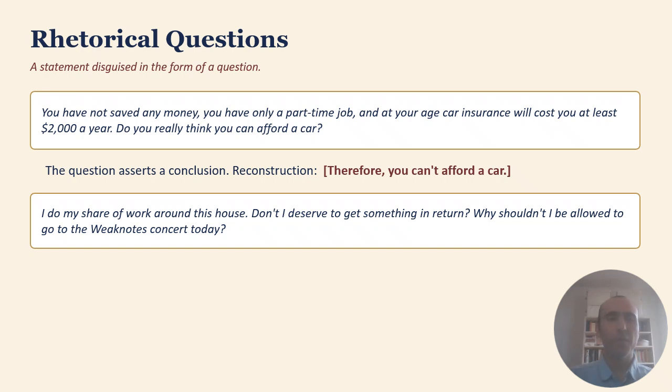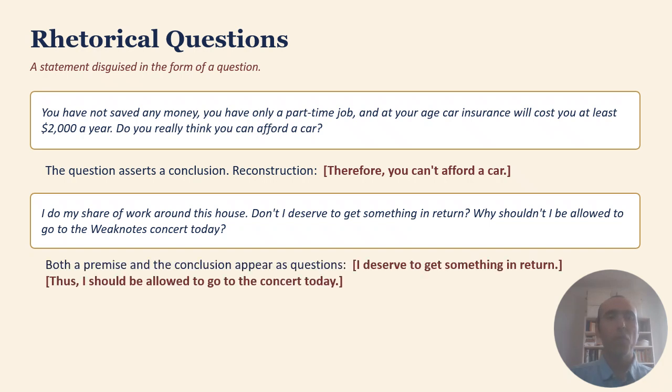There's another example. I do my share of work around this house. Don't I deserve to get something in return? Why shouldn't I be allowed to go to a Weak Notes concert today? Both a premise and the conclusion appear as questions. If we reconstruct this premise and conclusion, it will be the following statement. I deserve to get something in return, thus I should be allowed to go to the concert today. Converted questions go in brackets since we changed the speaker's words into statements.